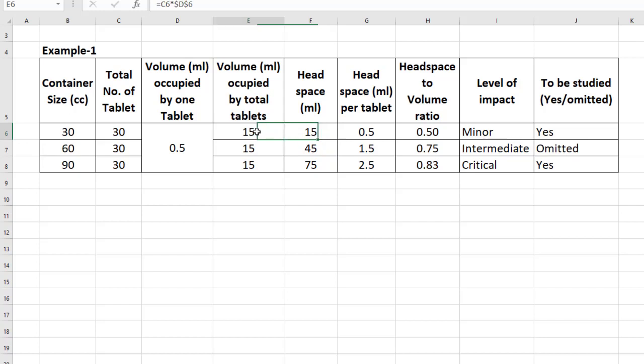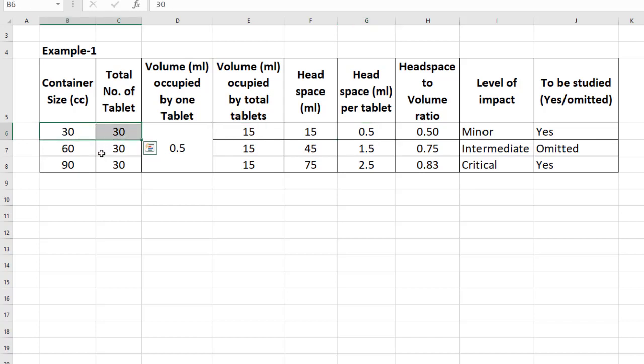Sorry, it is not the 15 tablets, but there are 30 tablets in the container. So if there is 15 ml of headspace available, and if there are 30 tablets available, will you be able to calculate the headspace in ml per tablet? Each tablet will have the exposure because of the 0.5 ml headspace. I mean the oxygen or the humidity contained inside the 0.5 ml will be available for one tablet. I am talking about the 30 cc container.